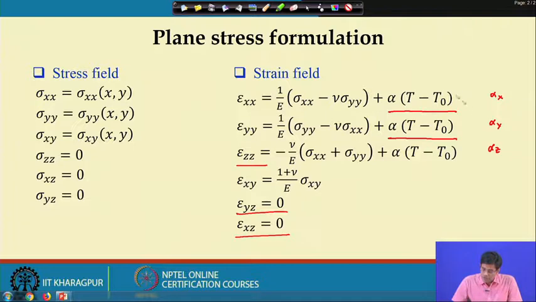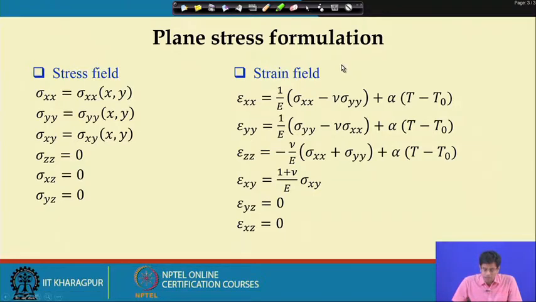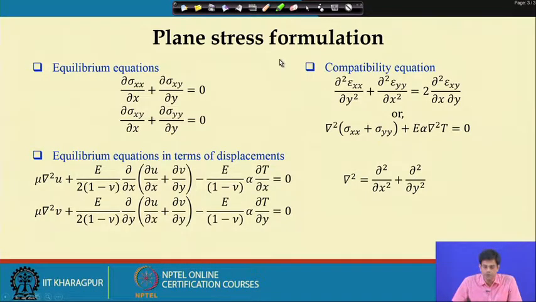The only difference here is that you will have this alpha, the thermal part of the strain, which is additive with the usual mechanical component of the strain. Now, similar to the previous case, we will see the compatibility and the equilibrium equation.